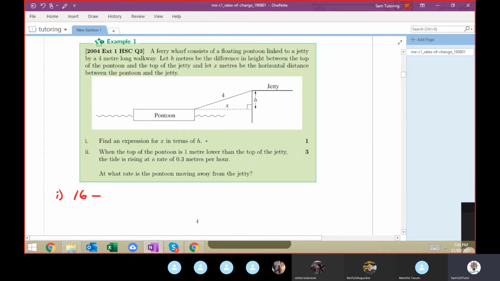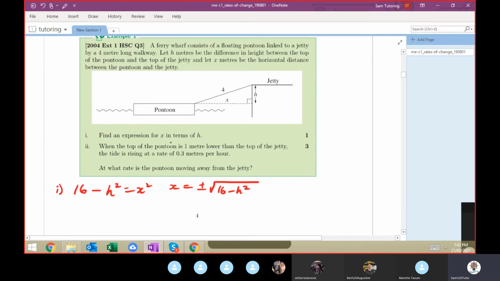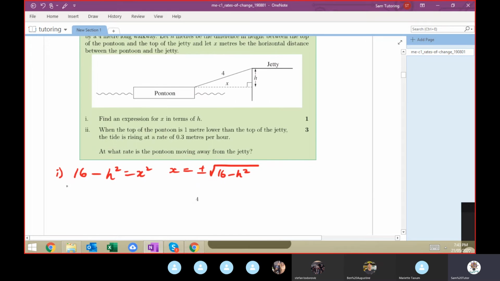Find an expression for x in terms of h. 16 minus h squared equals x squared. And of course, you get x equals plus minus root 16 take away h squared. So just use simple Pythagoras and you should get x in terms of h. You obviously know that x can't be negative, so x is going to be root 16 take away h squared. x must be greater than 0, it's distance.